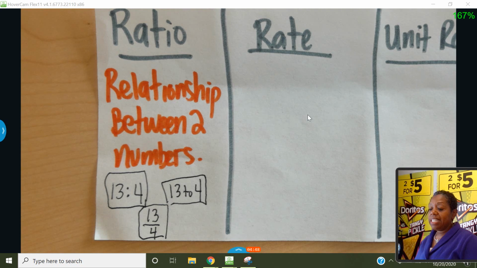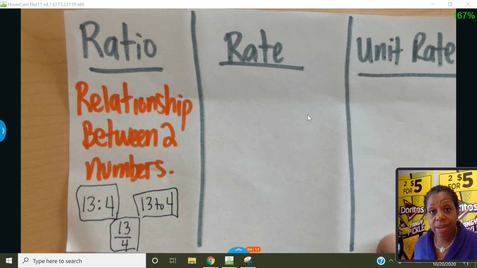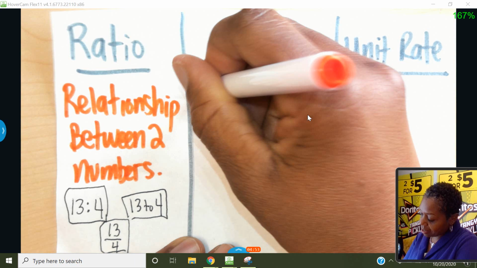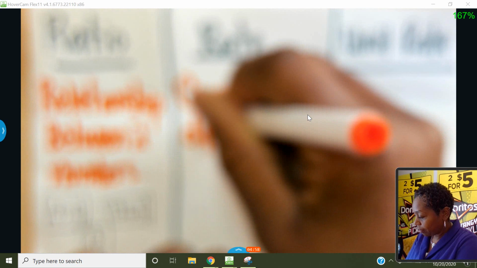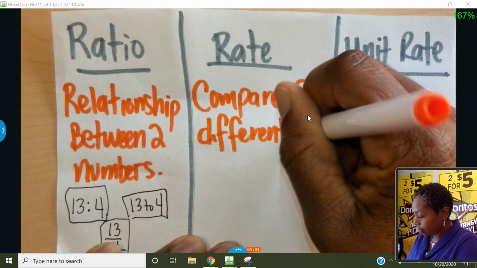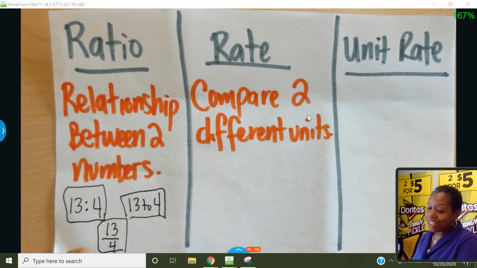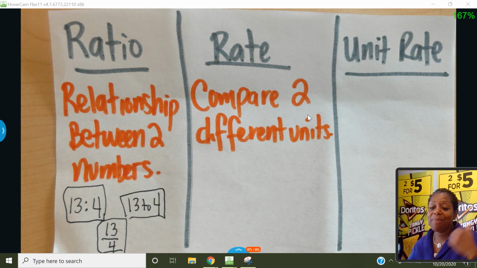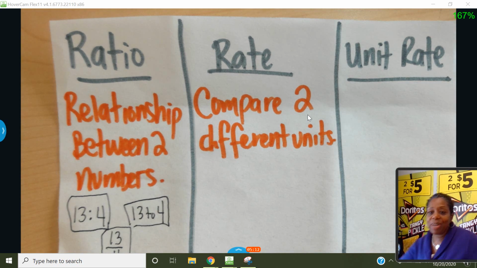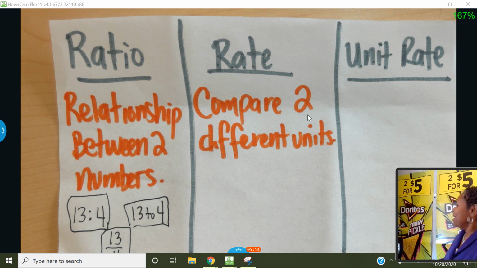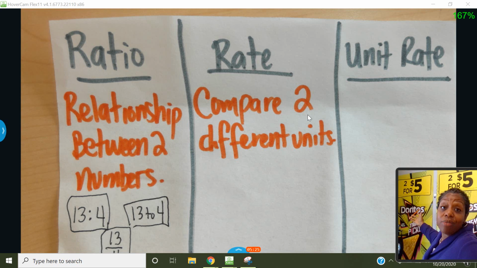So a rate is when you compare 2 different units. That's what a rate is, when you compare 2 different units. So I know you all see behind me, you see the Dorito signs, right? So with that, they have these new Doritos called Tangy Pickles. And with the Tangy Pickle Doritos, they are 2 for $5. That is what we consider a rate because they are 2 for $5.